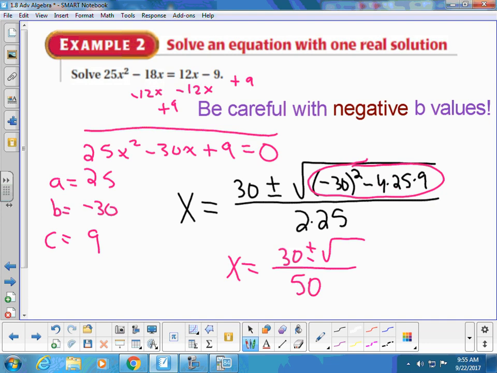Okay. Did anybody get your discriminant? Yes. It's 0. Awesome. Do you know what that means? We're actually only going to have one solution. Because what's 30 plus 0? 30. What's 30 minus 0? 30. So really our only answer is 30 over 50, or 3/5. So when your discriminant is 0, you only get one solution.